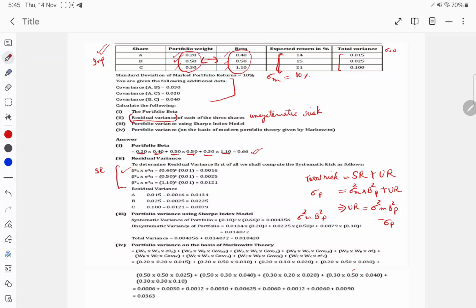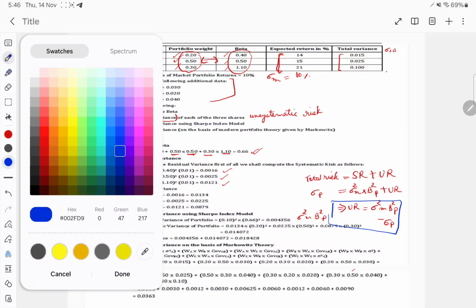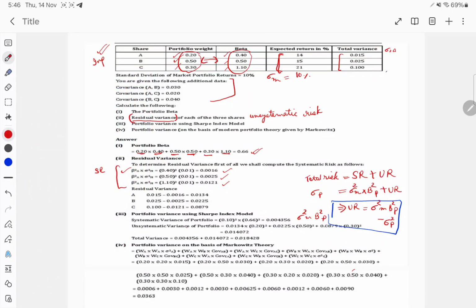For all of the three stocks they have calculated the systematic risk, and what I have told you, this is the formula basically for calculation of unsystematic risk, and they have deducted it from the variance given in the question. The variance for A was given 0.015. They have deducted from it the systematic risk, which was 0.0016. Similarly, for B and C they have done.